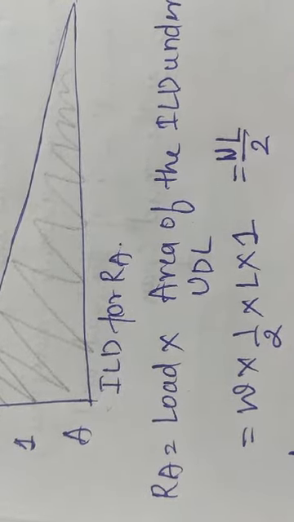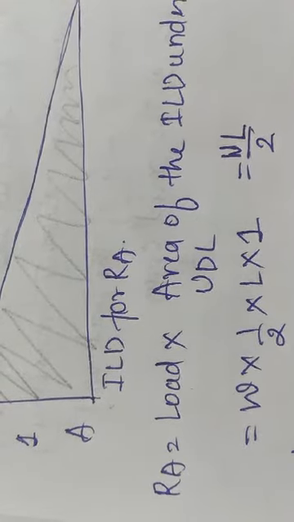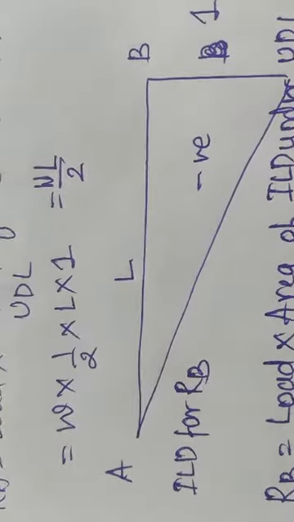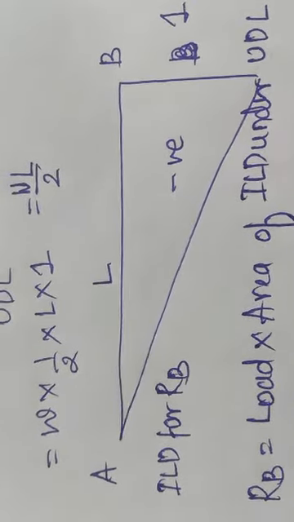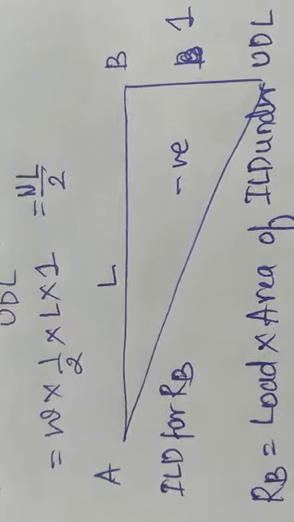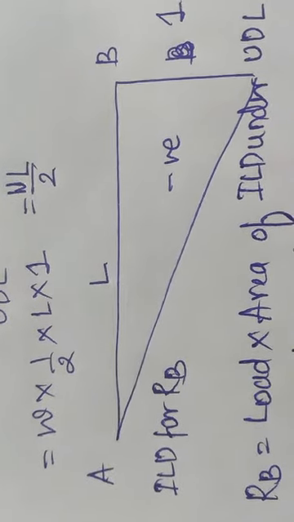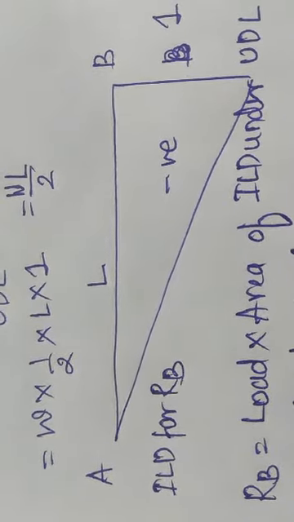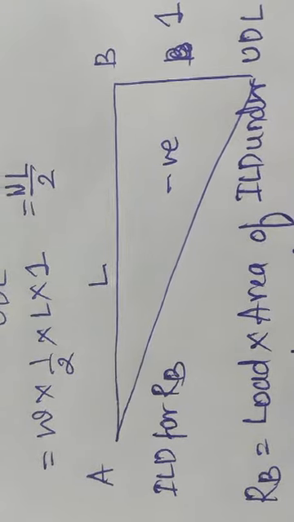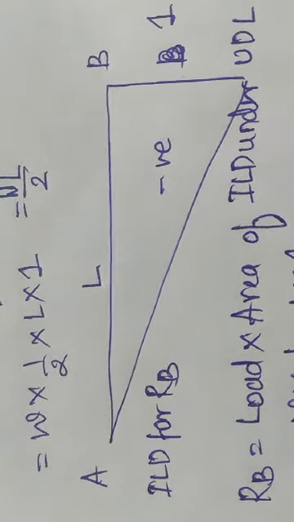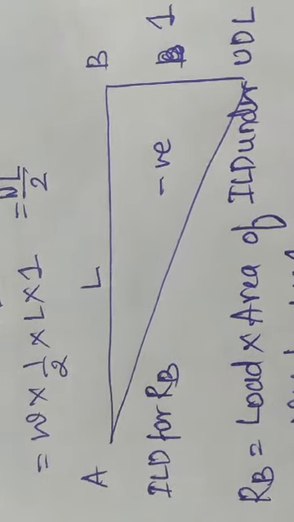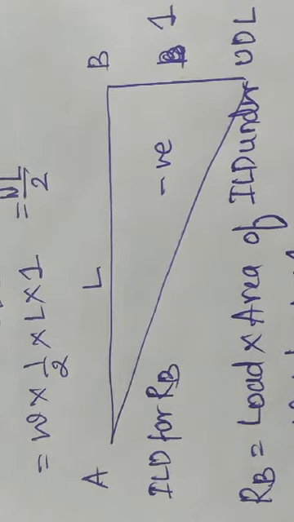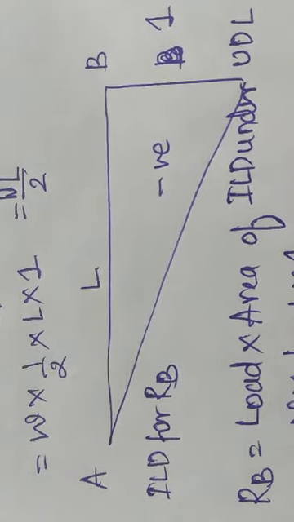Now, let us calculate next for reaction Rb. For reaction Rb, we have a negative shape, that is, the negative shear force Rb is given as shown below. That is, the maximum ordinate at B is 1 and the ordinate at A is equal to 0. And since the variation is linear, we have the variation of the triangle as linear.